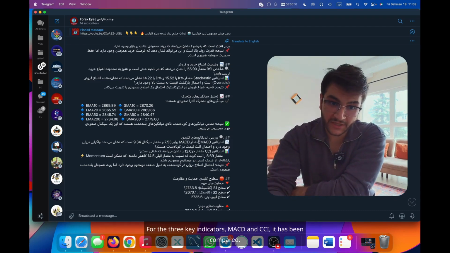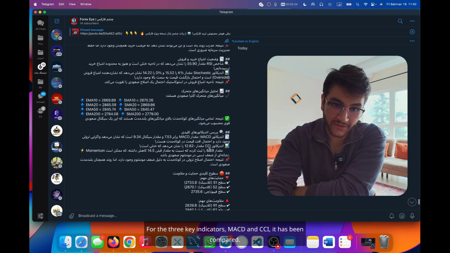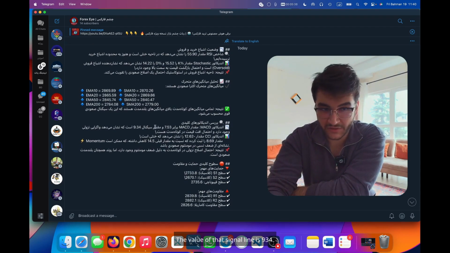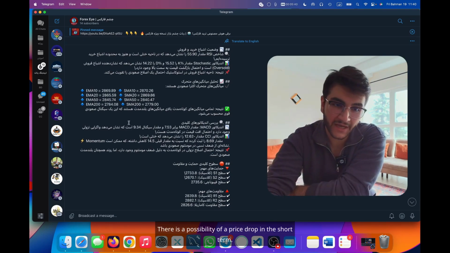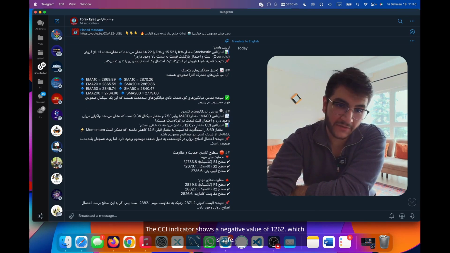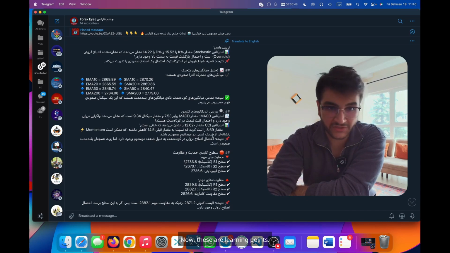For the other key indicators, MACD and CCI, they have been compared. The MACD value is 753. The value of the signal line is 934. There is a possibility of a price drop in the short term. The CCI indicator shows a negative value of 1262, which is safe.